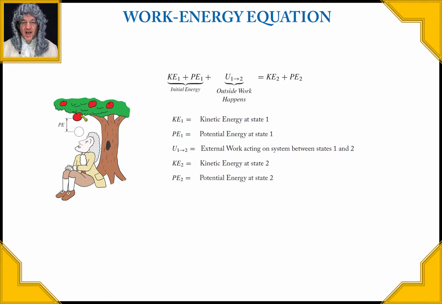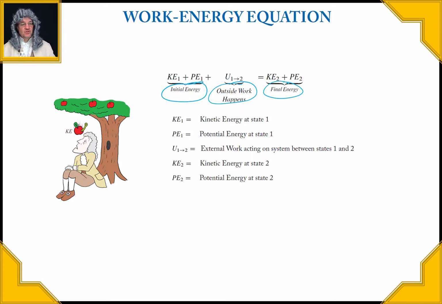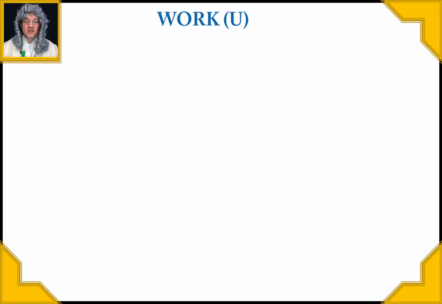we now have kinetic energy at the second state and potential energy at the second state, and this is the final energy. So remember to think about these: initial energy, outside work happens to the thing, and then we have final energy, right? And say, woo, so this is state 2. Now, we don't treat gravity as that external force, although it is an external work. We make it a particular kind of work, and that is the potential energy, right? So we have potential energy taking place.